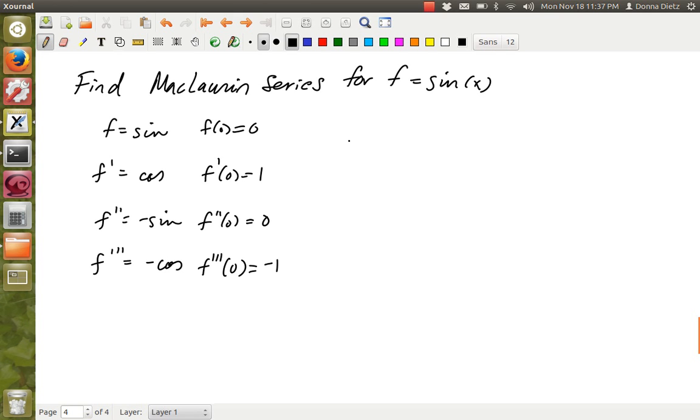Put all this together, and you're just going to say sine of x is approximately, okay, so the constant term wipes out, so we start with x minus x cubed over 3 factorial. You're just going to have odd terms, and the signs are going to alternate.